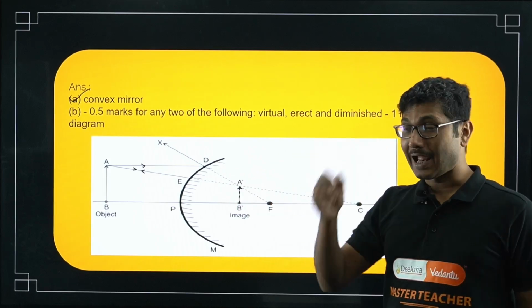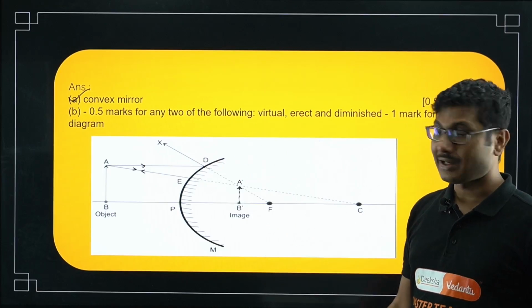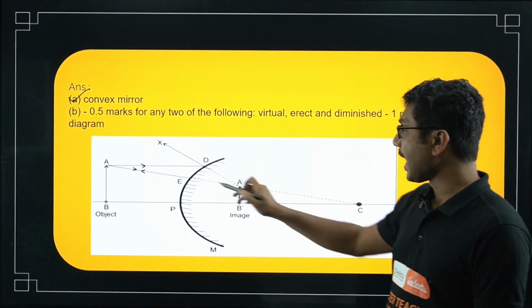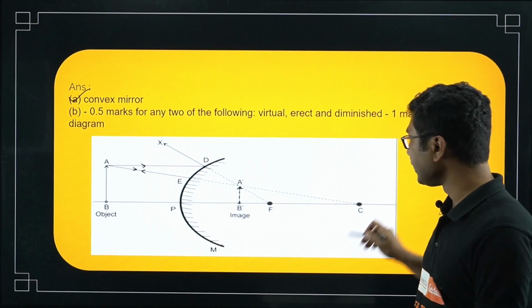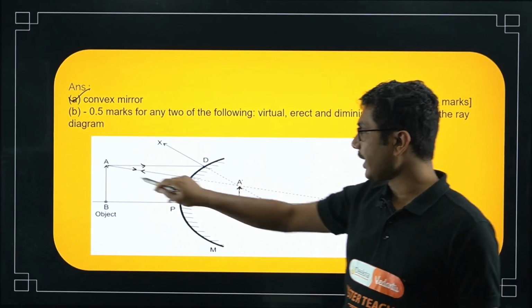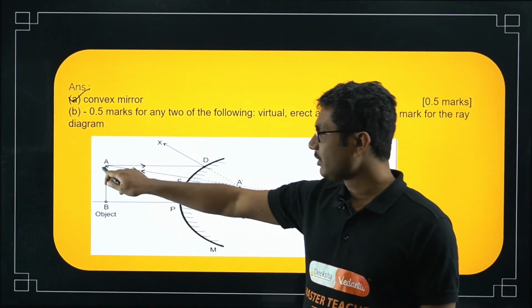I have seen students put the arrows here. Arrows mean light is actually traveling there, but behind the mirror the light is not traveling, so there should not be any arrows on the behind the mirror side. And behind the mirror you have to draw it using a dotted line. Now as you can see, if you put a scale to join A and C, C is the center of curvature, A is the top of the object.